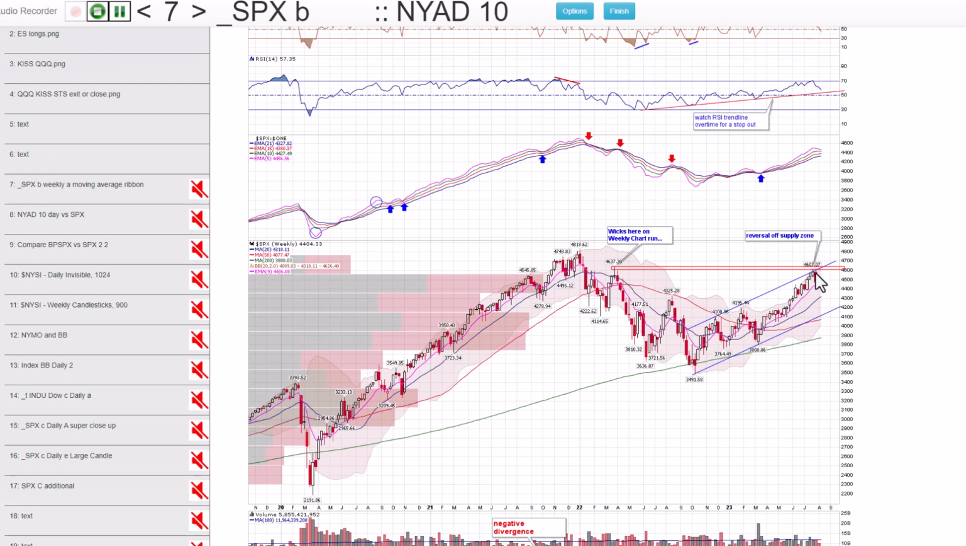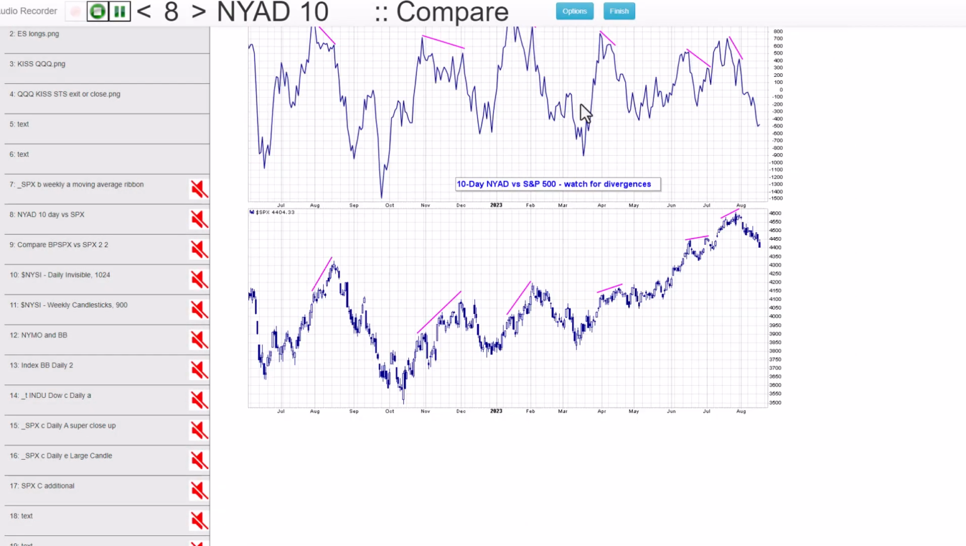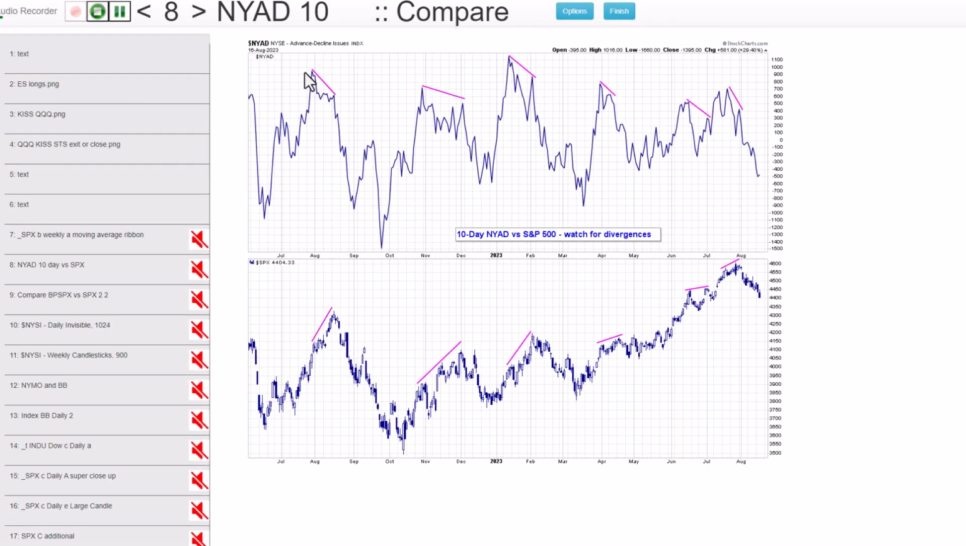And of course, when you get to those nosebleed areas at resistance, the market simply needs a catalyst to pull back. And the catalyst, as you know, has been the rally in US dollar and 10-year treasury yields, and of course, concerns over a slowdown in China. Next, let's talk about some of these indicators, guys.